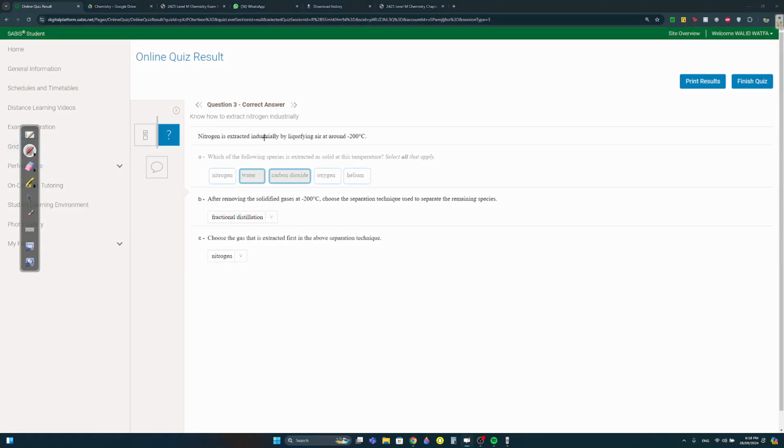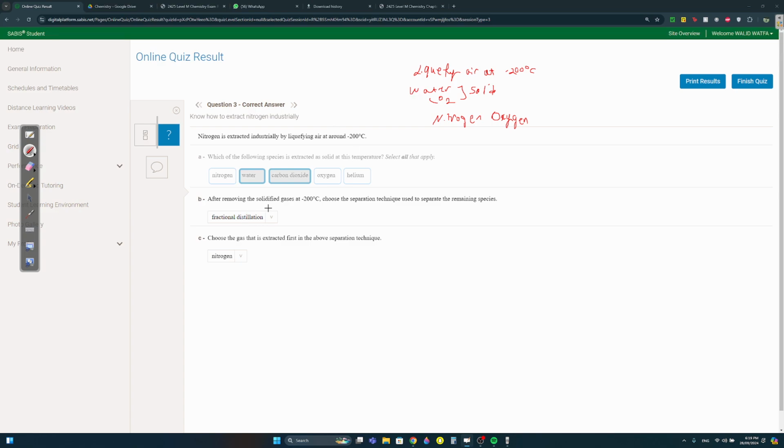3. Nitrogen is extracted industrially by liquefying air at -200. This was a multiple choice question, by the way, and I got it wrong, I remember, because I didn't know it was -200. Which of the following is extracted? We know it's water and carbon dioxide. First they liquefy the air at -200 degrees Celsius. At -200, water and CO2 become solid, so they get rid of them. What's left after that will be nitrogen and oxygen.